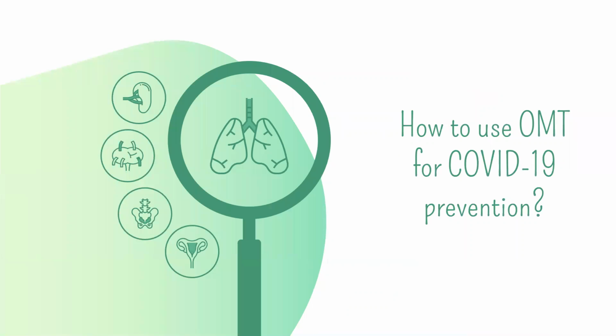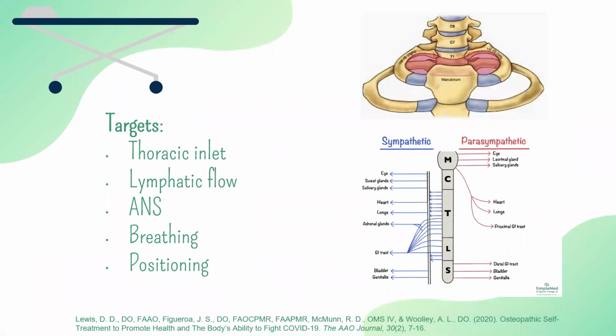So the most important information in this presentation is how we can use OMT for COVID-19 prevention. So the main targets of using OMT in this scenario would be to address firstly the thoracic inlet. As we can see from this illustration here, it is the junctional region between the structures of the root of the neck and the contents of the thoracic cavity.